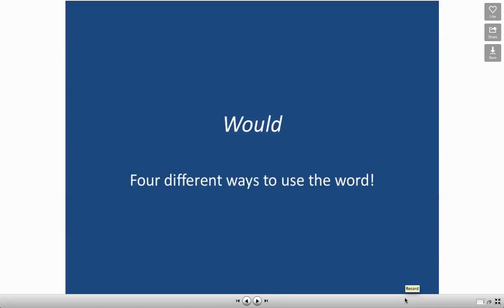One of the things that makes learning English difficult is that we have a lot of helping words like have, is, are, would, that have different meanings and different uses. And the same word will get used in very different ways in different contexts. And would, for example, has at least four very different meanings.